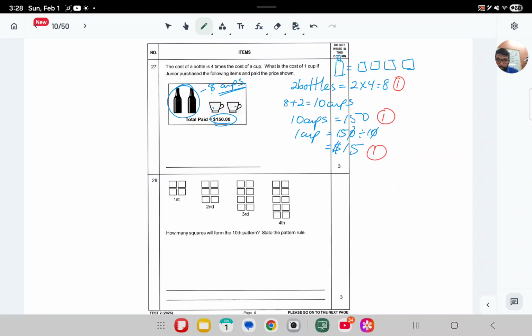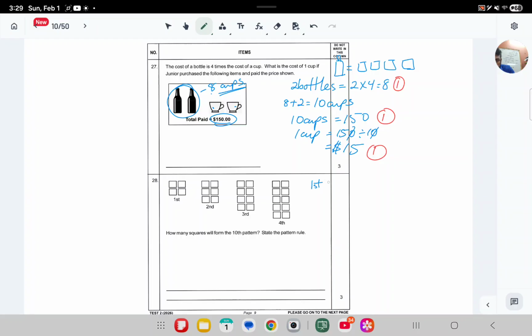Number 28. How many squares will form the 10th pattern? State the pattern rule. So we move from 4 to 6, from 6 to 8, and then from 8 to 10. Alright. So looking at this pattern rule here now, we will be multiplying by 2 and adding 2.